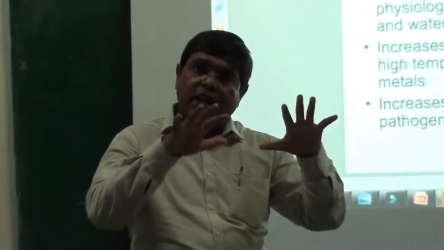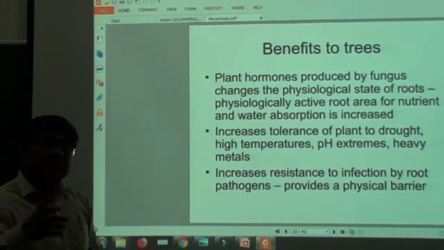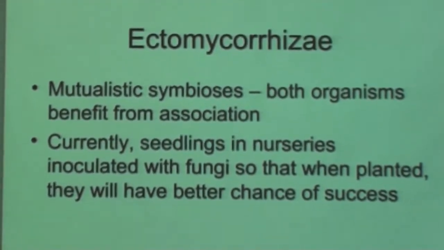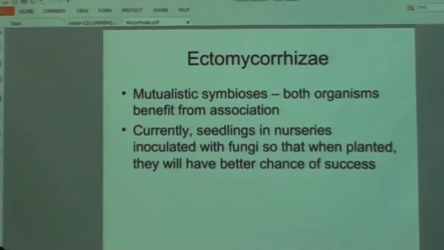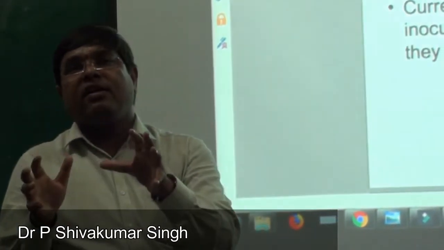Another thing is that it increases the tolerance capacity of the plant against stress such as pH, humidity, and whatever changes happen in the environment that can develop stress. It also gives resistance against infections, whatever infective bacteria and other fungi may be associated with the root, that can be avoided by the mycorrhizae. And as for ectomycorrhizae and mutualistic symbiosis, this is a very important and basic thing, showing a mutualistic symbiosis, and both organisms will benefit from this association. In this partnership, both the fungi and the plant will benefit.